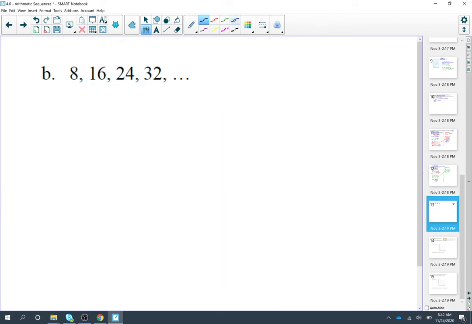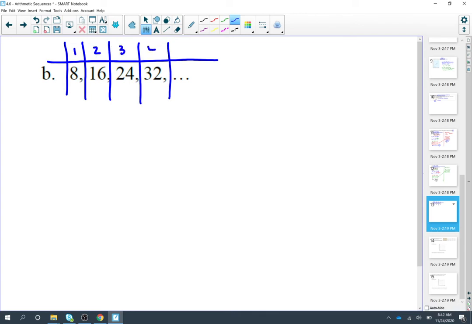Letter B. Okay, first write the equation, then tell what the 25th term is. So I'm going to go back, I'm going to make my table. 1, 2, 3, 4. Pick your favorite way. Pause the video, try to do this. Then when you're done, turn the video back on, see how you did.